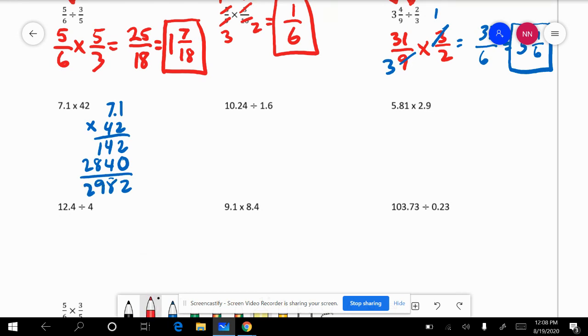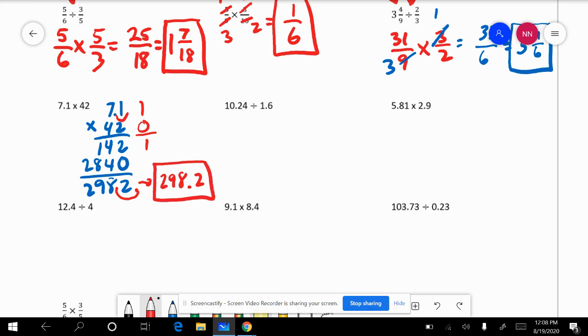Now this is the tricky part. We have to figure out where the decimal goes. So we're going to look at each of the numbers and see where the decimal is located. Here the decimal is in the tenths, so it's 1 spot. Here there is no decimal, so that would be 0. We add those two numbers up and we get 1. We always start at the end of the number and move it 1 spot. So that means our final answer is 298.2.